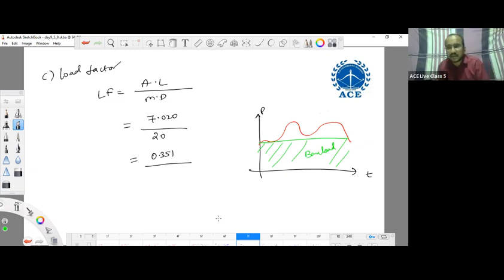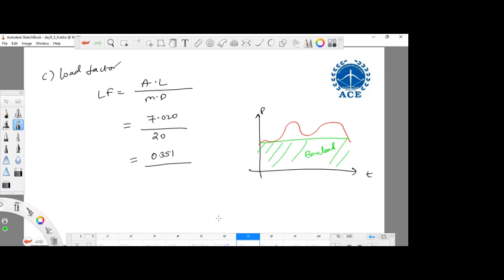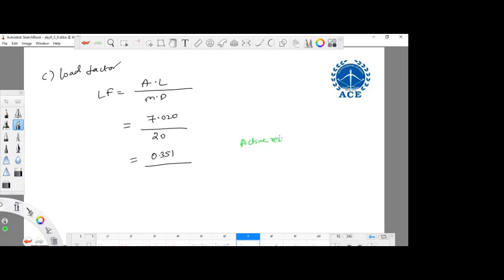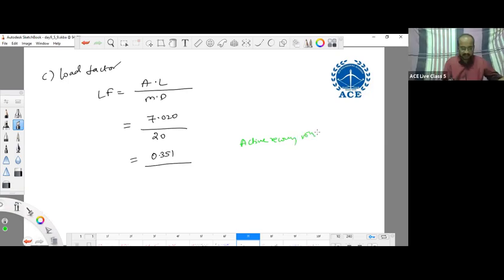Sir, one more. This arc restriking voltage is equal to K1, K2, Vm sin phi, right? Not arc restriking voltage, that is active recovery voltage. Active recovery voltage, sorry. Sir, just a minute, sir.